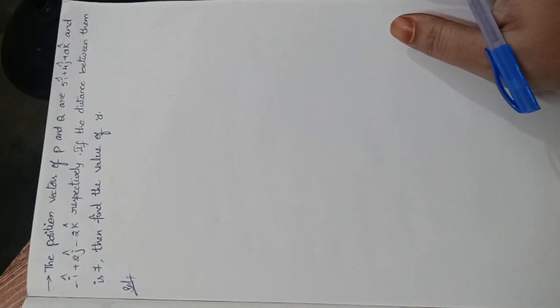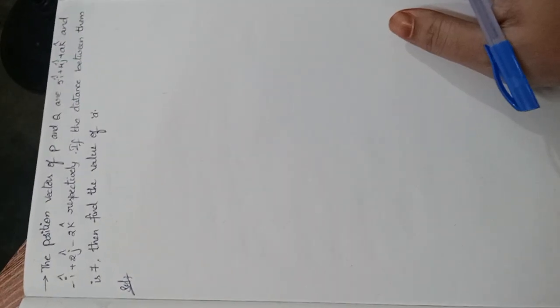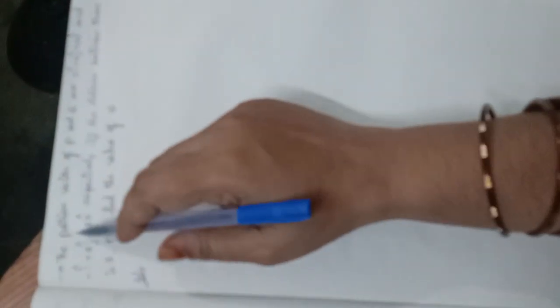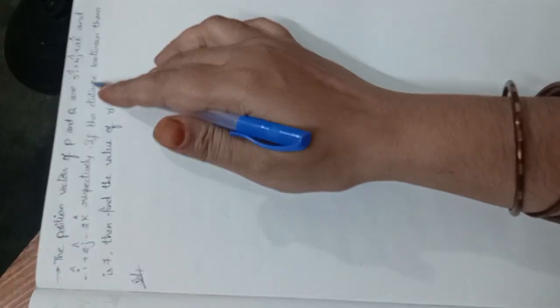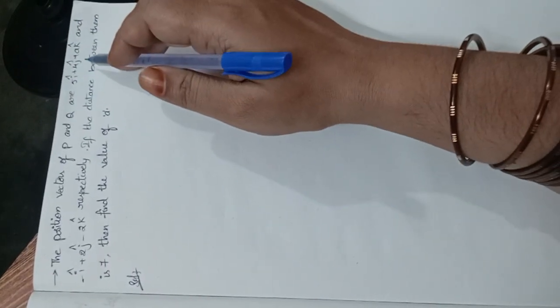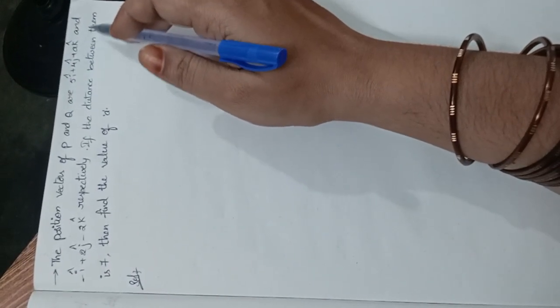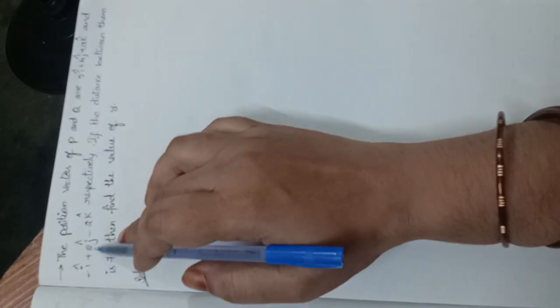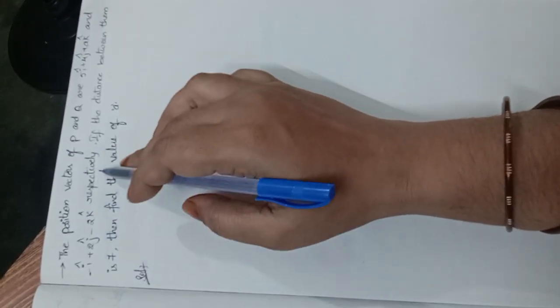In this video, I'm going to solve a problem from vectors of 12th class. The question is: the position vectors of P and Q are 5i cap plus 4j cap plus a k cap and minus i cap plus 2j cap minus 2k cap respectively. If the distance between them is 7, then find the value of a.